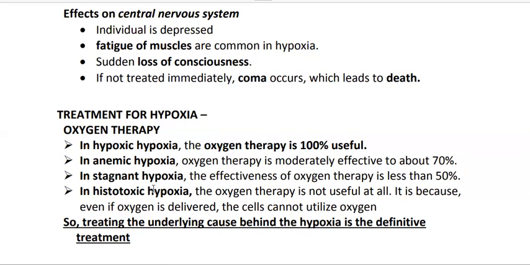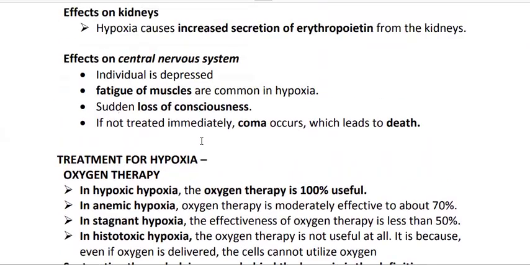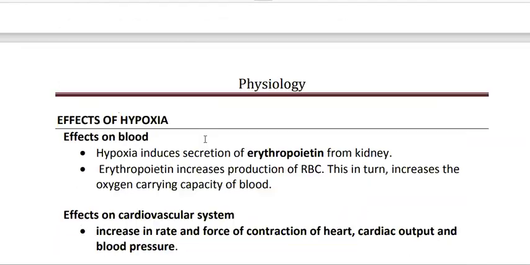In histotoxic hypoxia, oxygen therapy is not useful at all, because even if oxygen is delivered, the cells cannot utilize oxygen. So treating the underlying cause behind the hypoxia is the definitive treatment.